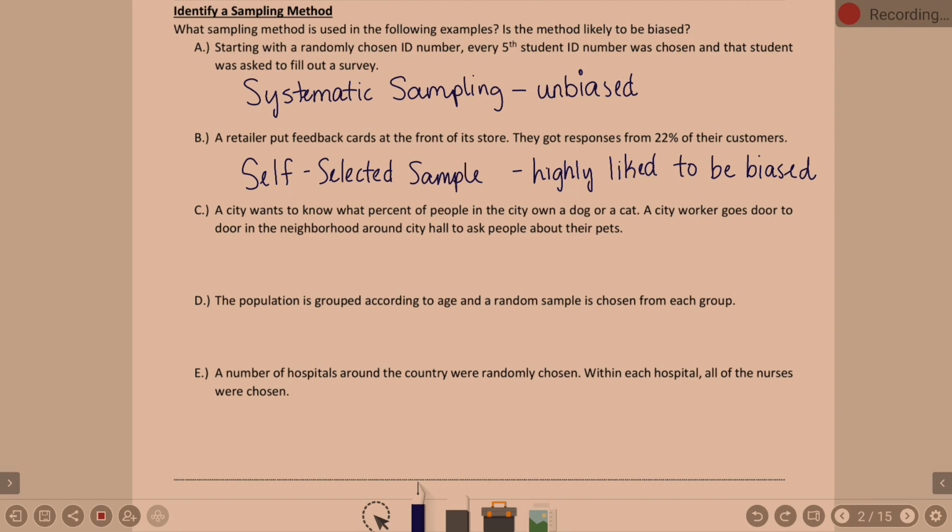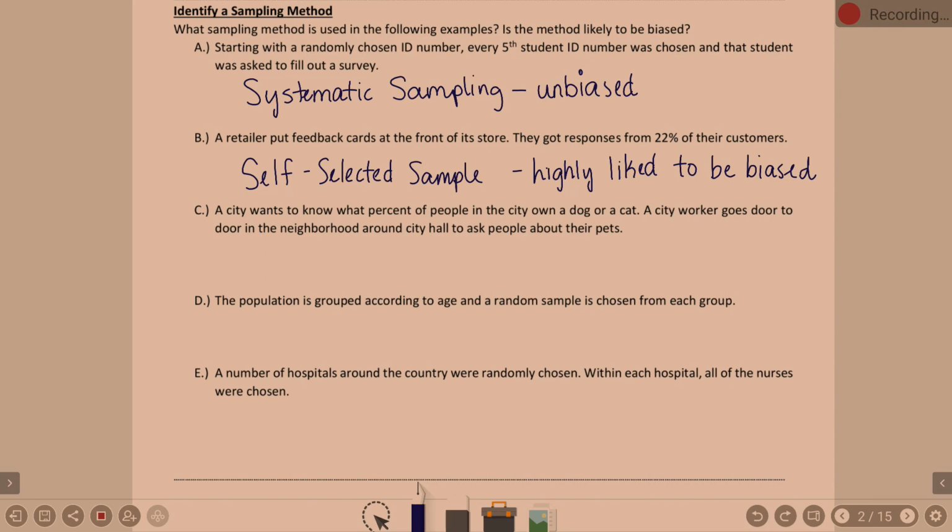Okay, C. A city wants to know what % of people in the city own a dog or a cat. A city worker goes door to door in the neighborhood around City Hall to ask people about their pets. Convenience, maybe? Because it's a city official. They work in the City Hall. And they're going to the neighborhood near City Hall. Okay. They didn't really go out of their way, did they?